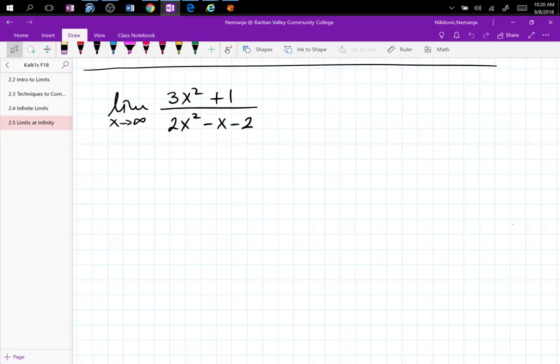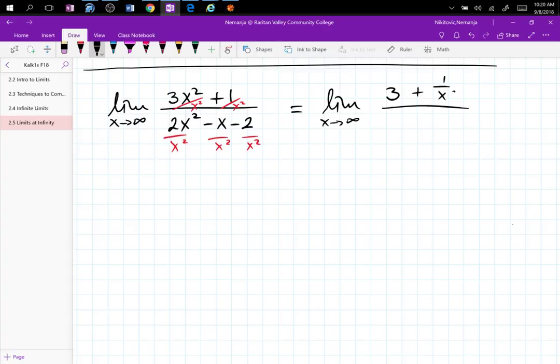So what are we going to do here? The trick is to divide by the highest exponent from the entire problem. You see x squared and another x squared. So x squared is the largest. So we are going to divide everywhere by x squared and then fix algebra. So that's going to be the limit as x goes to infinity of 3 plus 1 over x squared, over 2 minus 1 over x minus 2 over x squared.